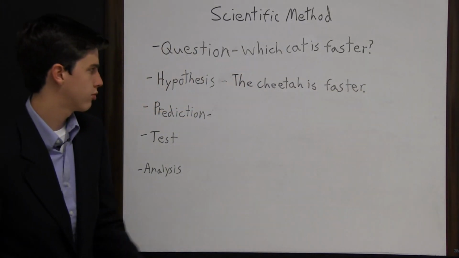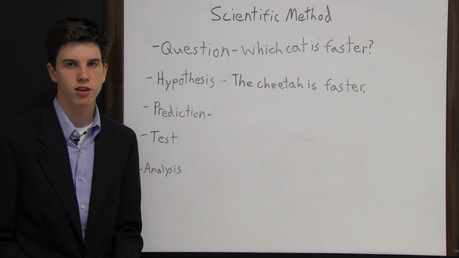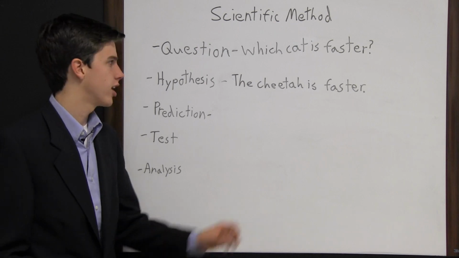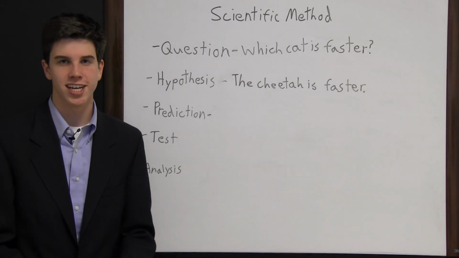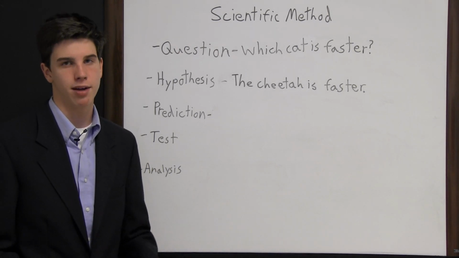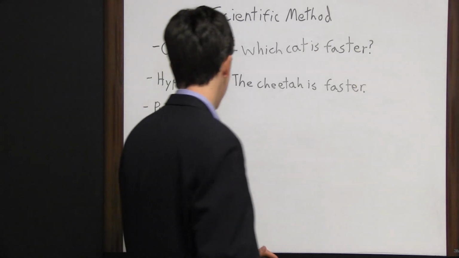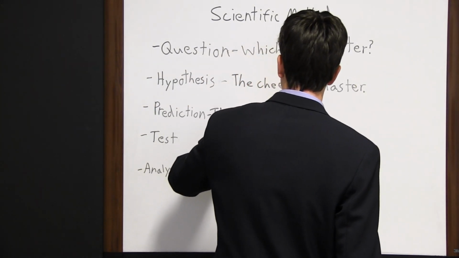Notice how the hypothesis is written as an established fact. It's because through the experiment portion of the scientific method, the scientist is going to try to prove his hypothesis true. Then comes the prediction portion of the scientific method. In this portion, the scientist is going to try to clarify his hypothesis. So in this case, the prediction is going to be the cheetah will be faster over a 60-meter period.